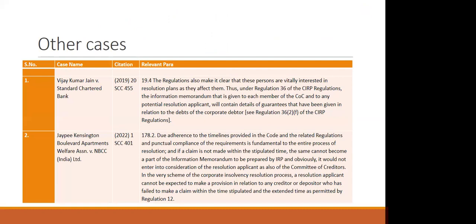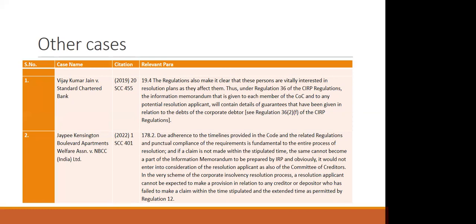In some other matters, in Vijay Kumar Jain versus Standard Chartered Bank, the regulations make it clear that these persons were vitally interested in resolution plans as they affected them. Thus, under Regulation 36 of the CIRP regulations, the IM that is given to each member of the COC and to any potential RA will contain details of guarantees that have been given in relation to debts of the CD. So earlier, this was not part of the regulations. Later on, this was made a part of the regulations itself.